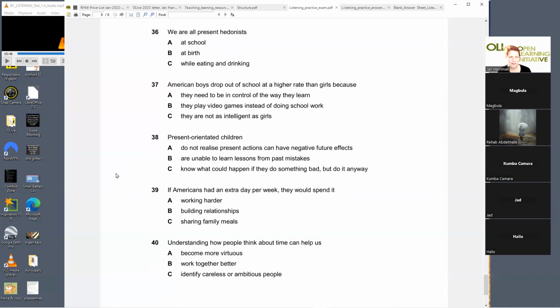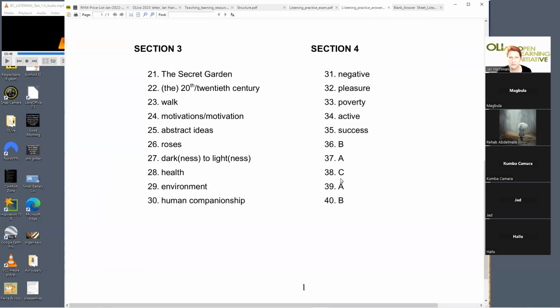All right, number 39. What would Americans do if they had extra time? Work harder. Exactly. And the last one? B. Yes. Because it says collaborate. Work together. Exactly. Now, here's the magic trick.